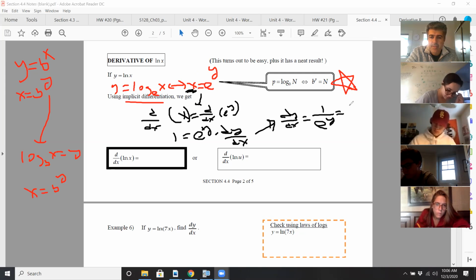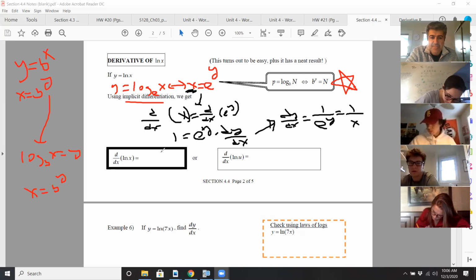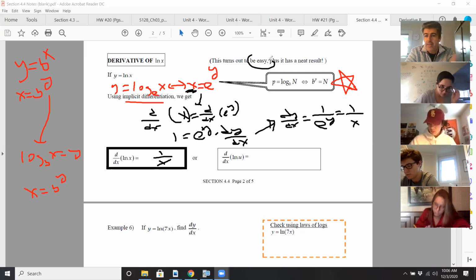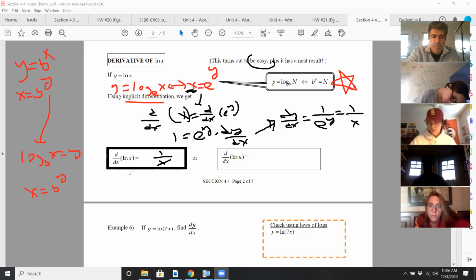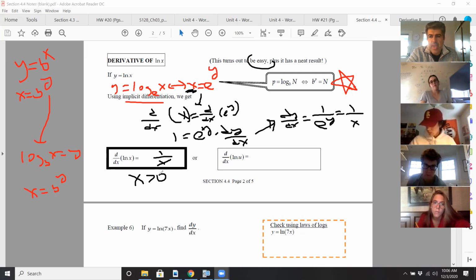X. And believe it or not, that's actually your answer. That's it. So I didn't lie, but this turns out to be easy. The derivative of ln x is 1 over x. That's all. The assumption, however, is that your x is greater than 0. You can't log negative numbers, or you can't log 0.